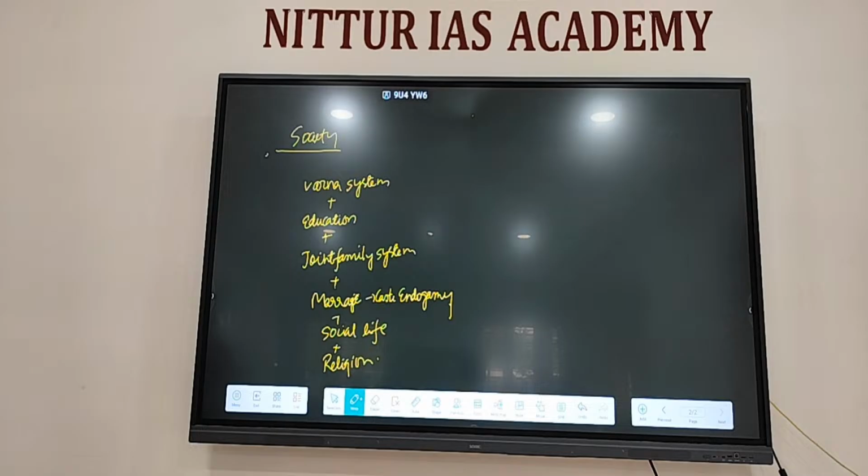Point number 3, the position of women was further degraded as compared to the post-Maurya period due to child marriages becoming common, polygamy, and widow isolation.